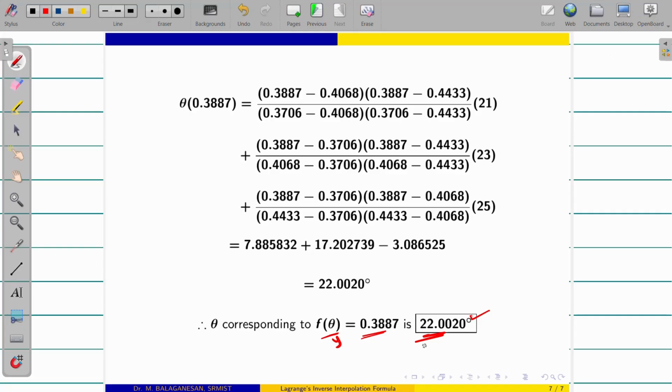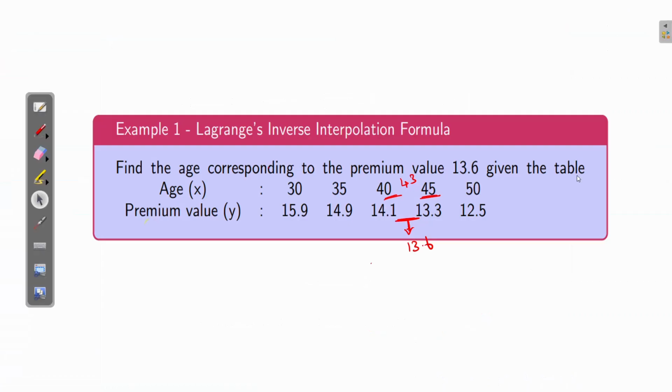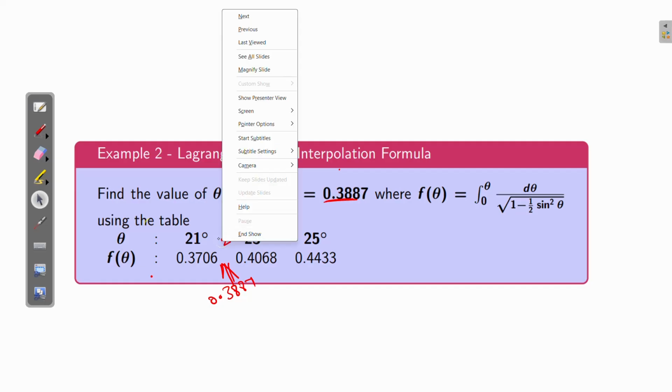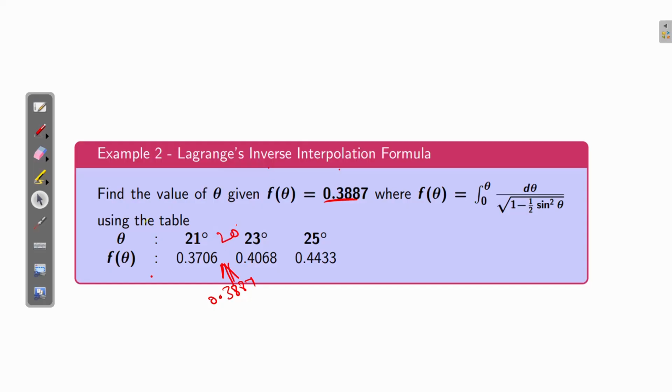22.0002. So how to check? 0.3887, this value we have to find. It will be here, 0.3887. The final answer we have is 22 point something, so it is lying between 21 and 23 degrees. That's it, guys. This is the way we have to conclude it.